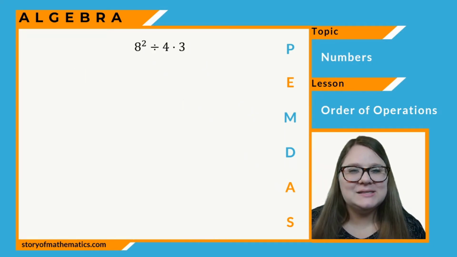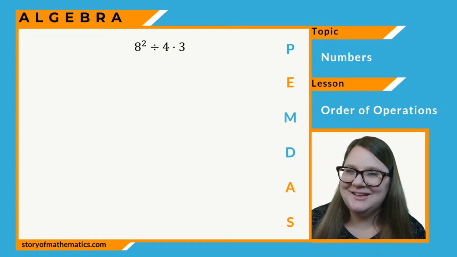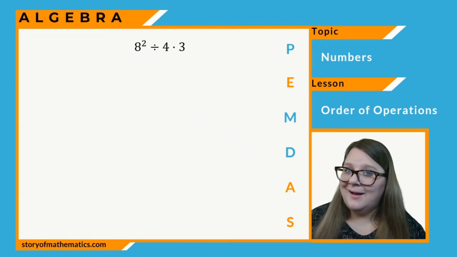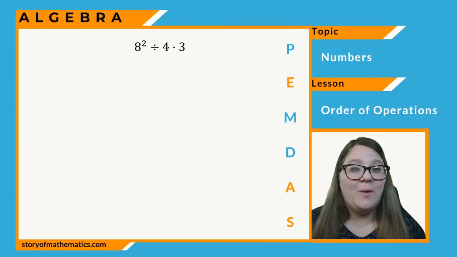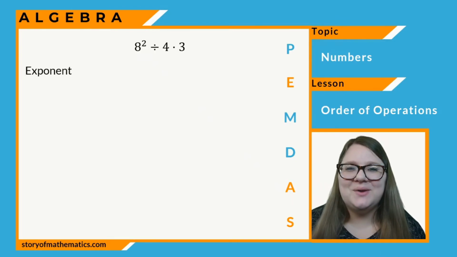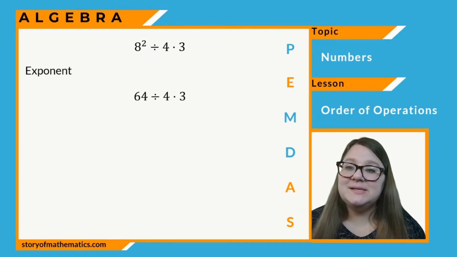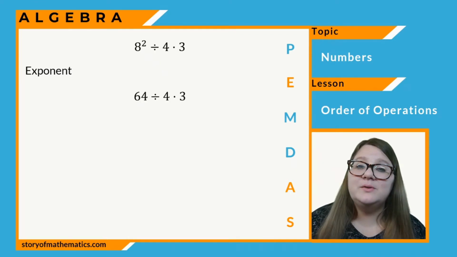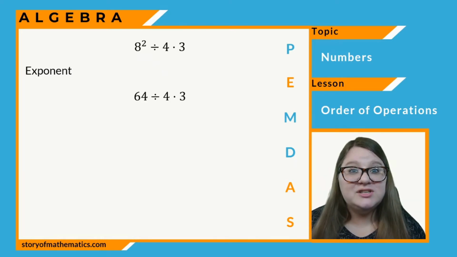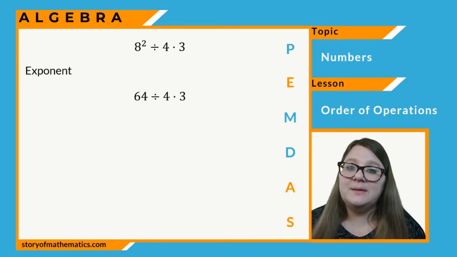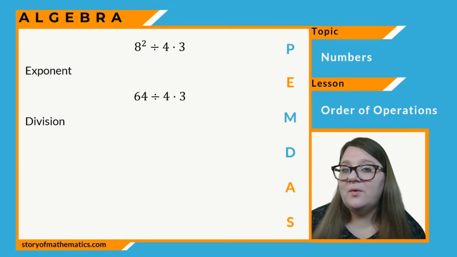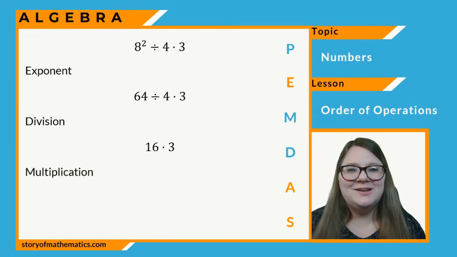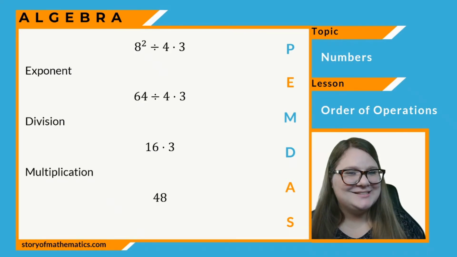Now, what about 8 squared divided by 4 times 3? Well, there aren't any parentheses, so I can skip that. What about exponents? This one does have an exponent. 8 squared is the same thing as 8 times 8. So I can do 64 there. So I have 64 divided by 4 times 3. Now the next thing I have on my list is multiplication and division. Remember, I'll do this from left to right. So the first one that comes up is division. 64 divided by 4 is 16. Now I can do the multiplication, and 16 times 3 is 48.